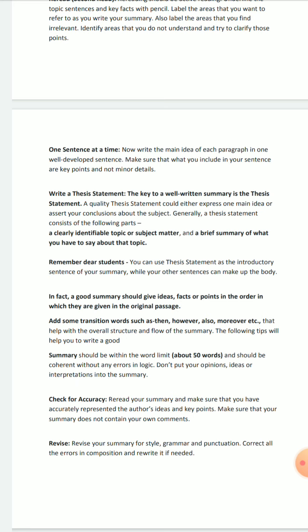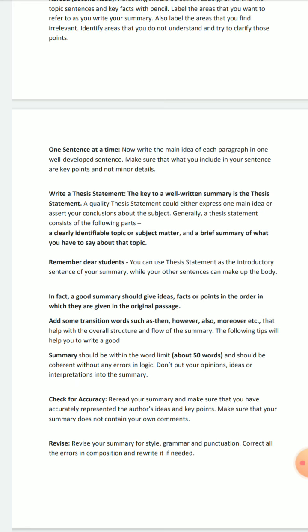Make sure that your summary does not contain your own comments. I already told you that your own personal viewpoint, your own personal comments should not be used. You have to go by the ideas and themes represented in the unseen passage. You should not use your own viewpoints. You should not use your own comments.